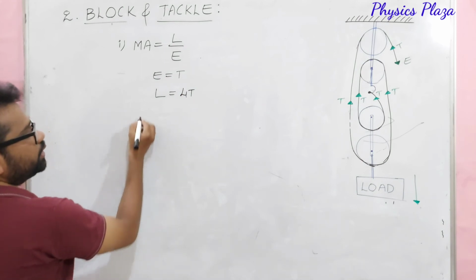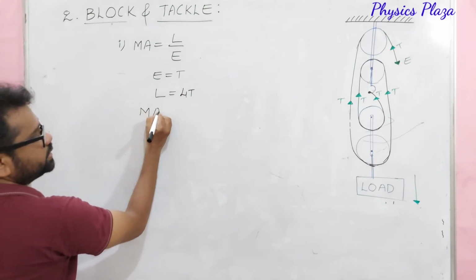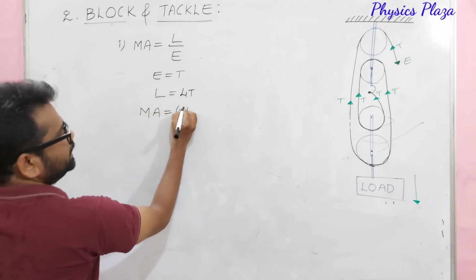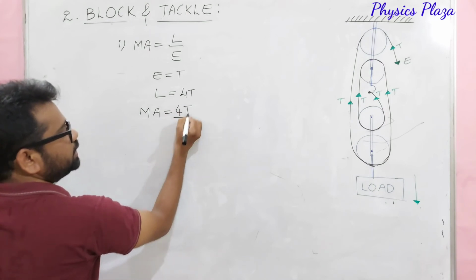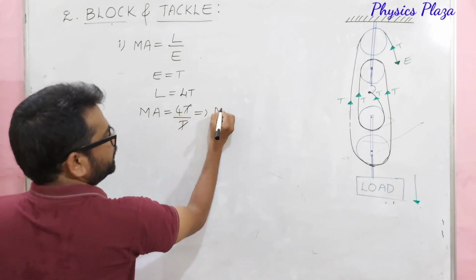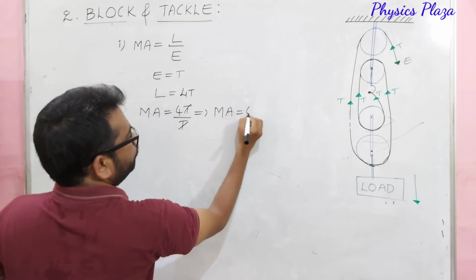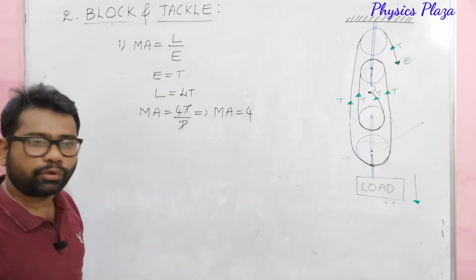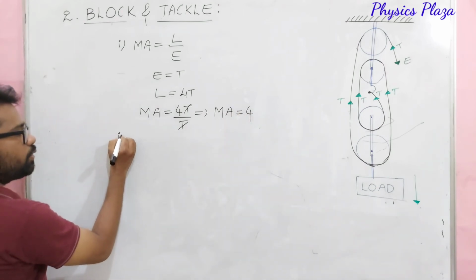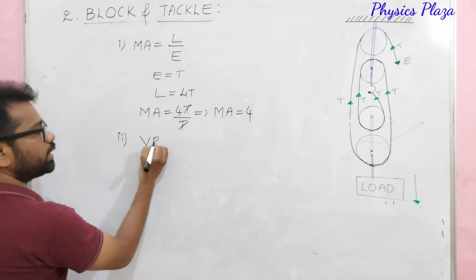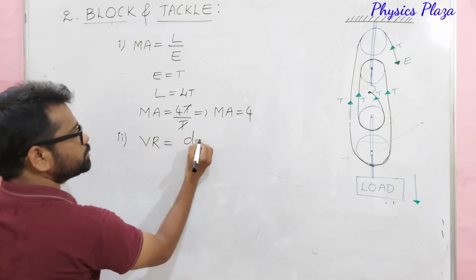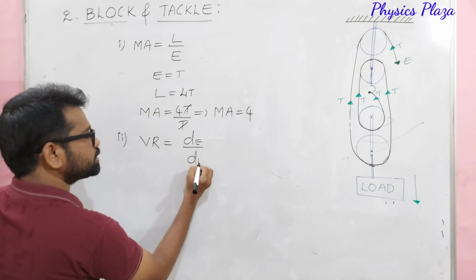Substitute in this. So what do we get here? Mechanical advantage is equal to 4T by T. T cancels. Then mechanical advantage is equal to 4. Then how to calculate the velocity ratio? Velocity ratio is equal to effort displacement by load displacement.